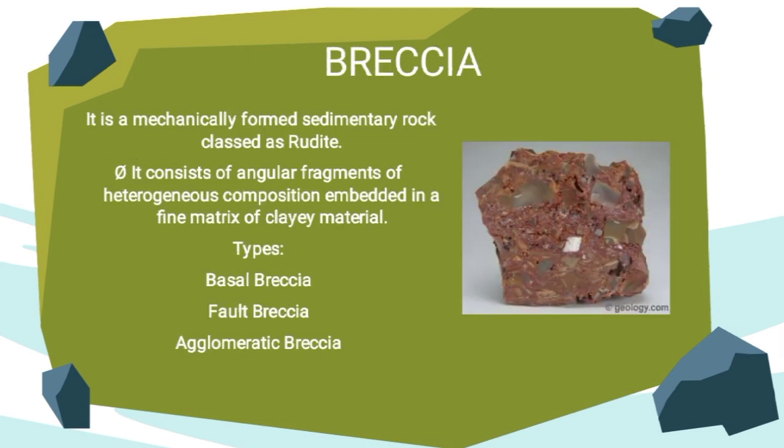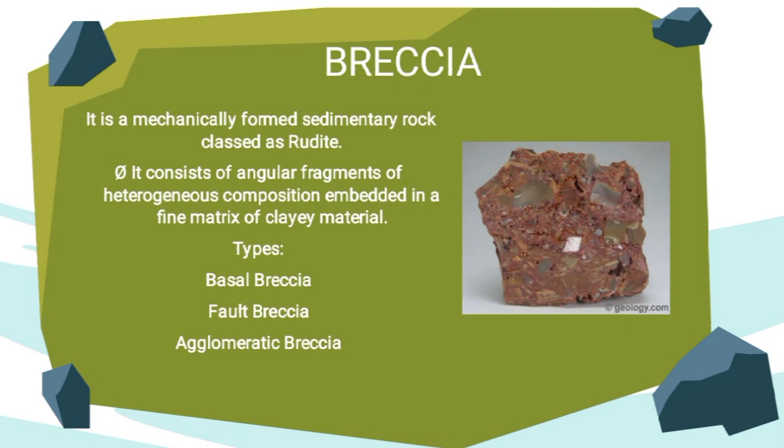And the last one is the breccia. It is a mechanically formed sedimentary rock classed as rudite. It consists of angular fragments of heterogeneous composition embedded in a fine matrix of clayey materials. As you've seen in the picture, the angular clasts in this breccia are chert fragments.